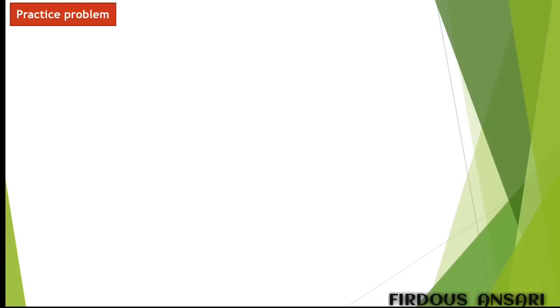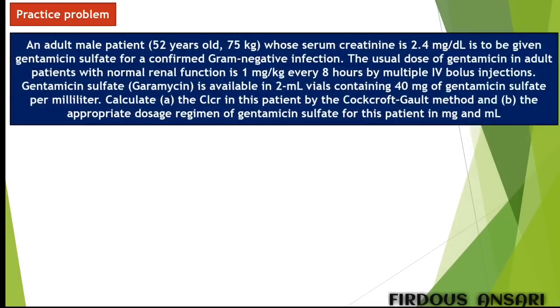Next, we have another practice problem. An adult male, 52 years old and 75 kg, whose serum creatinine is 2.4 mg per deciliter, is to be given gentamicin sulfate for a confirmed gram-negative infection. The usual dose of gentamicin in adult patients with normal renal function is 1 mg per kg every 8 hours by multiple IV bolus injection.